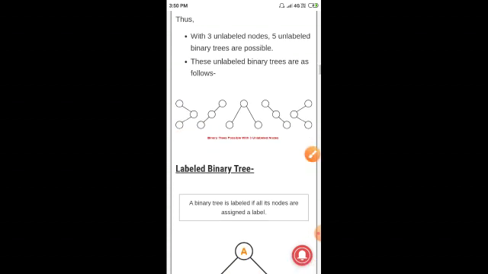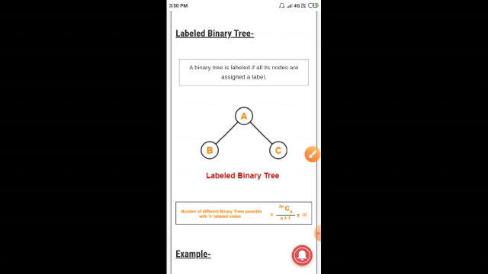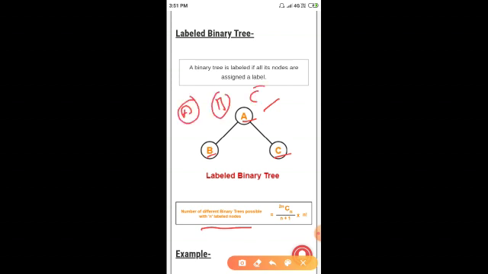Now we'll see the labeled binary tree. So what is a labeled binary tree? A binary tree is labeled if all its nodes are assigned a label, that is, all nodes are named with some variable. So we call that a labeled binary tree. Now the number of different binary trees possible with n labeled nodes. Now we label them: A is one node, B is one node, C is one node, so 3.